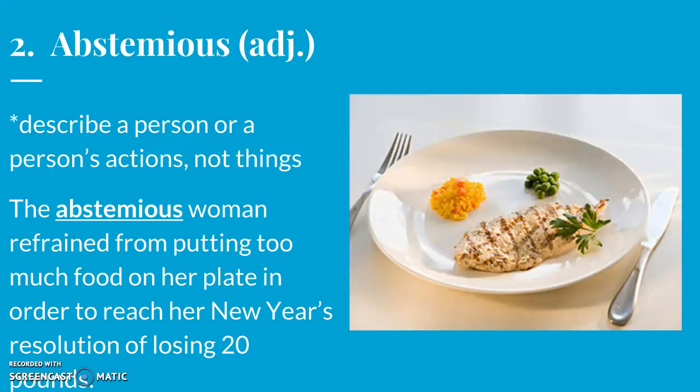So a good example sentence is: the abstemious woman refrained from putting too much food on her plate in order to reach her New Year's resolution of losing 20 pounds.